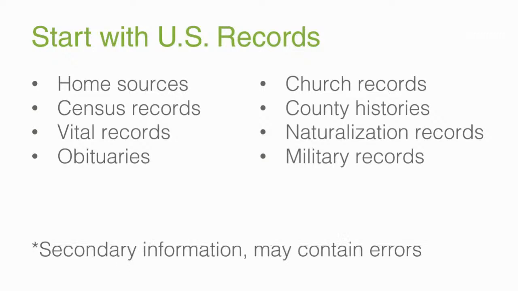But let's take a look at some of these. One thing to note, though, with all of these records is these records contain secondary information about immigration information. So there could be some errors. And so as you work with these records, you might find they conflict with each other. And so you'll have to work with that conflict to actually figure out when the person immigrated.